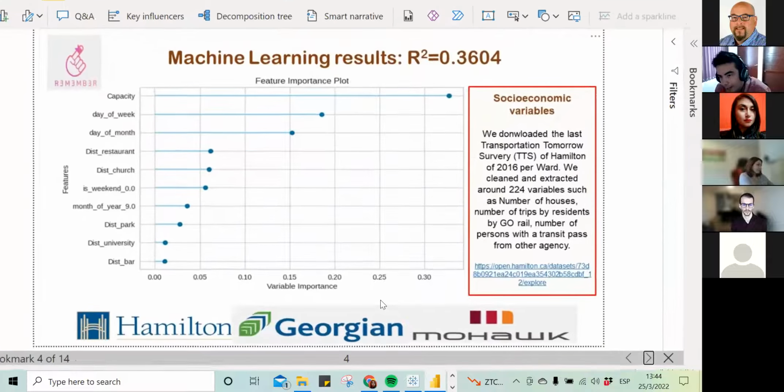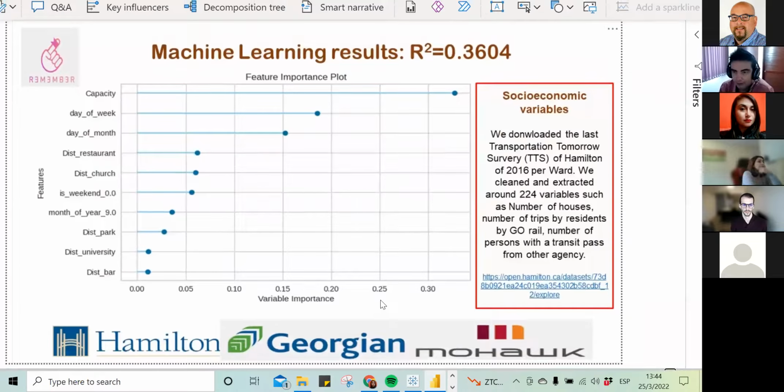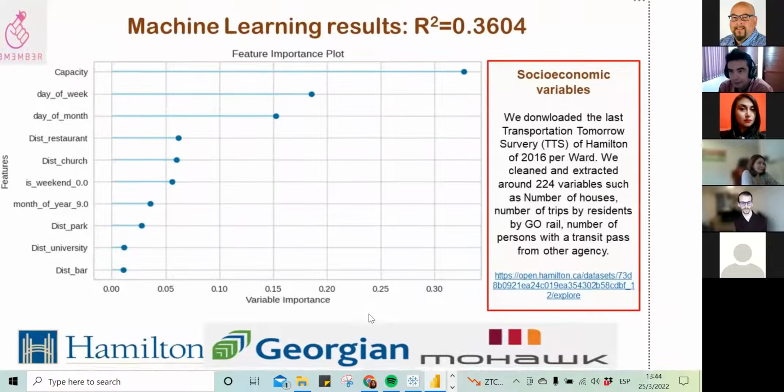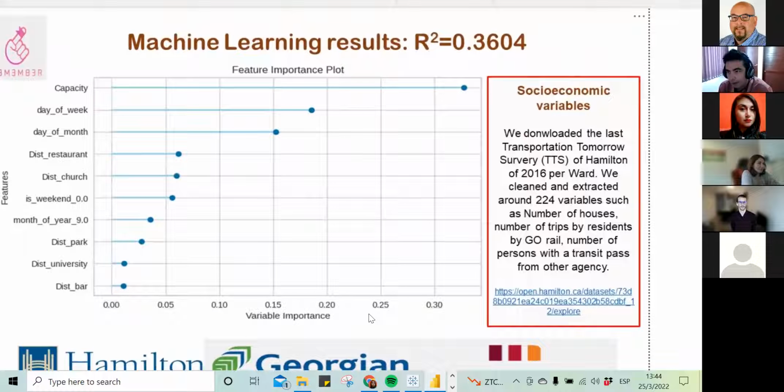And finally, we combine them with socioeconomic variables. Here, we have downloaded this survey, whose name is Transportation Tomorrow Survey of Hamilton, specifically the most recent one, which is from 2016. And this data was cleaned and used per ward, with a total of 14 wards.